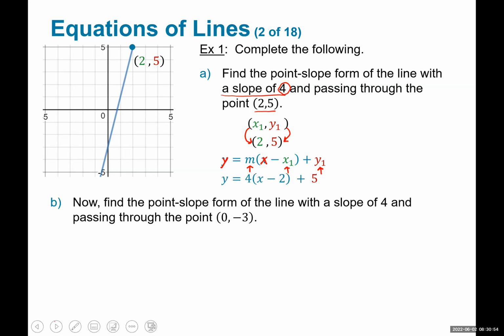So let's do that. We put 4 in for the m because they told us the slope was 4. We put 2 in for the x and 5 in for the y, and that is because the question gave it to us. And that is all. You could stop right there and be done with your point slope form of that line. Okay. We're going to do it again with a new point.